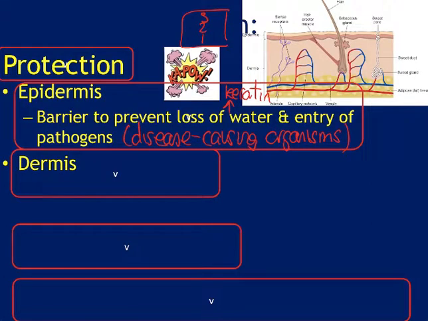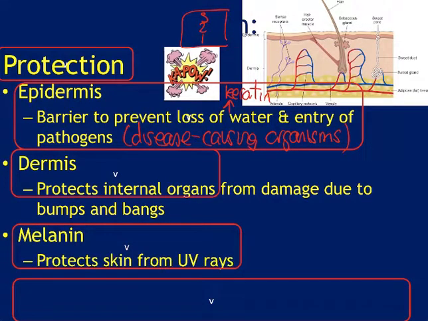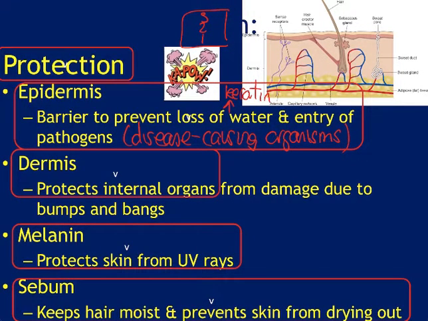The dermis itself, in terms of its protective function, the fact that it's so big, it will protect your internal organs from being damaged. We then have melanin, which we've talked about, so that protects the skin from the UV rays. And we have the sebum. So sebum is the stuff that's secreted in your sebaceous glands, and it is going to keep your hair moist, and it prevents your skin from drying out.